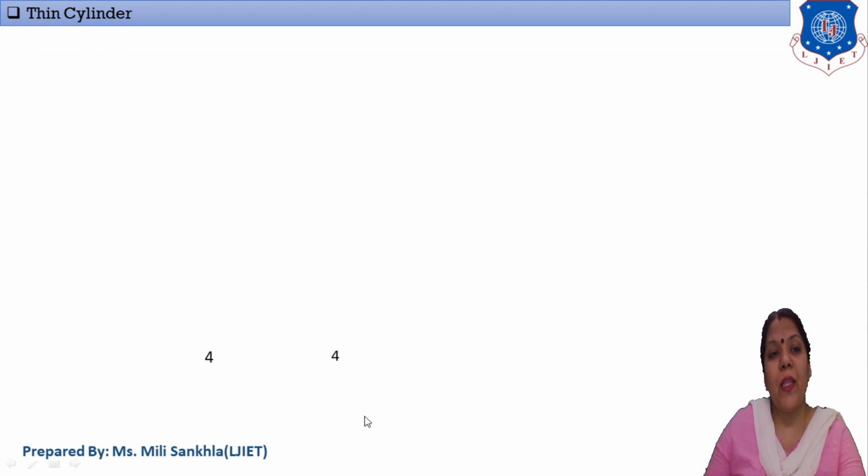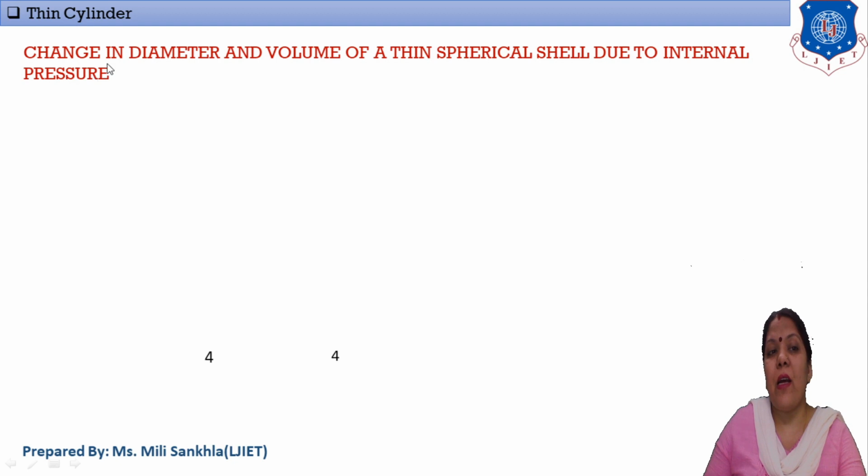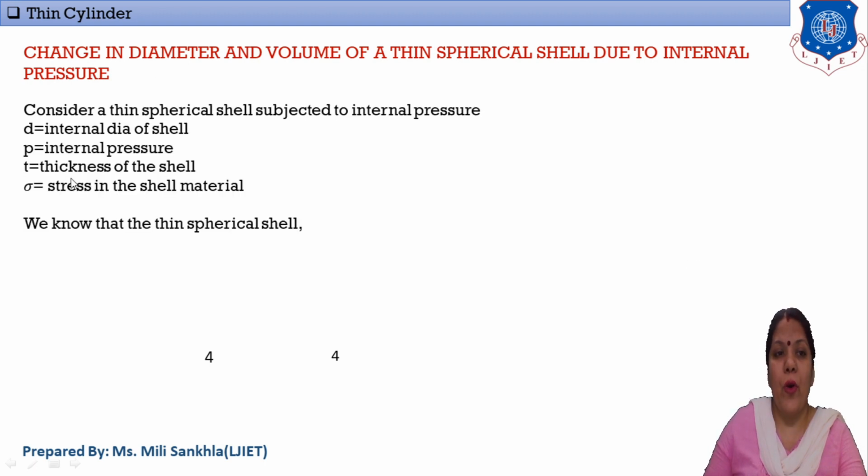Now in second part, we find out change in diameter and volume of thin spherical cell due to internal pressure. First of all, we find out change in diameter, then we find out volume. Okay, for that again explain these terms. d is equal to internal diameter, P is equal to internal pressure, t is equal to thickness of cell, and sigma is the stress in cell material. Now sigma is equal to PD by 4t, that we just found.